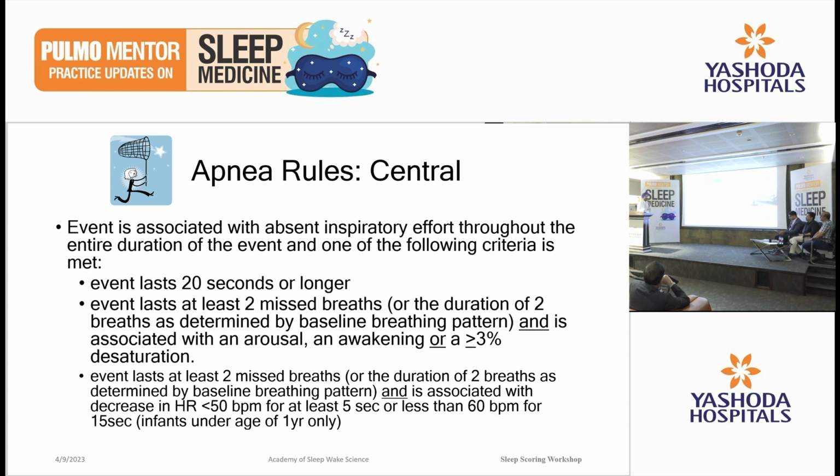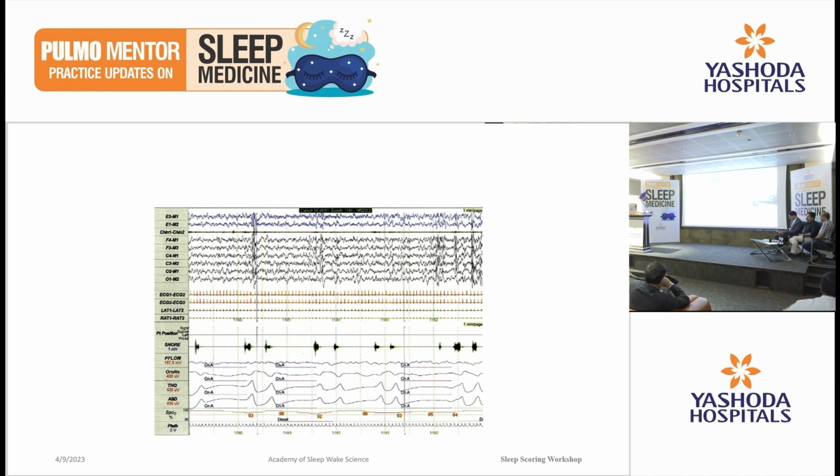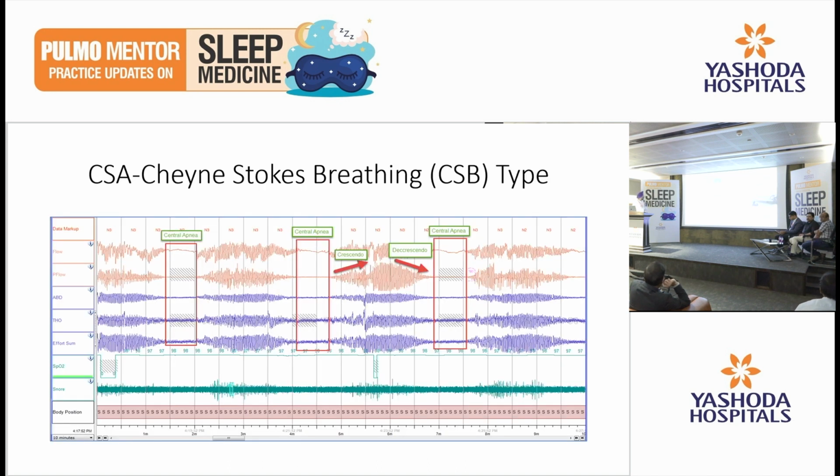Either the absence of the airflow lasts for 20 seconds or longer, or the event lasts at least 2 missed breaths and is associated with an arousal, an awakening, or a more than 3% desaturation. This was not required for central apnea in adults. So in pediatric patients, what you see here is an event lasting for 2 missed breaths and associated with desaturation from 96 to 92%, that is 4% desaturation. So this kind of event will be scored as central apnea in pediatrics.